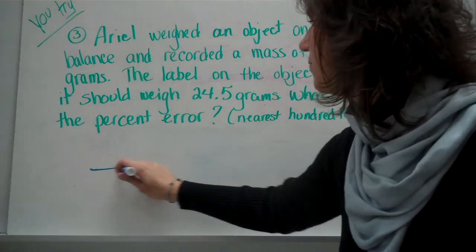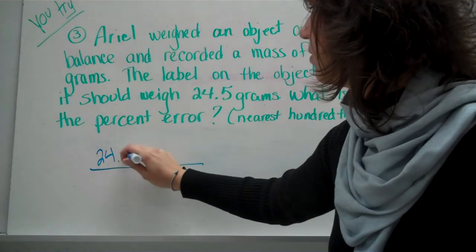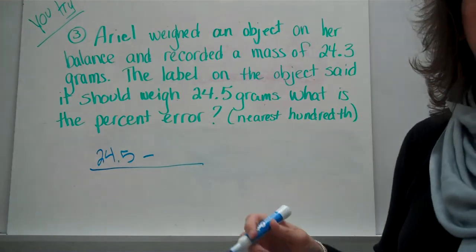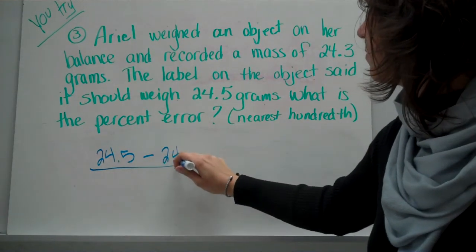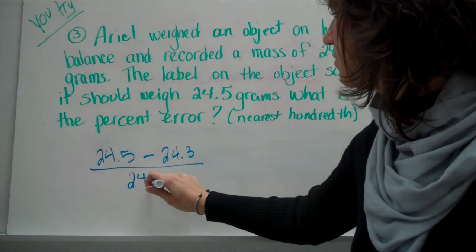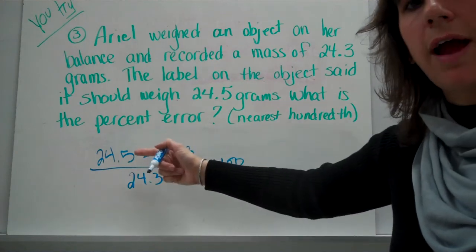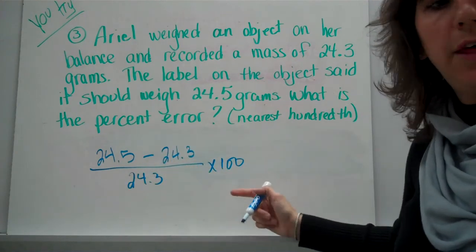So let's see what we do. You should have done what it is supposed to be minus what it really was. Divide that by what it was and times by 100. Make sure you do it in that order. Subtract first, then divide, then multiply.